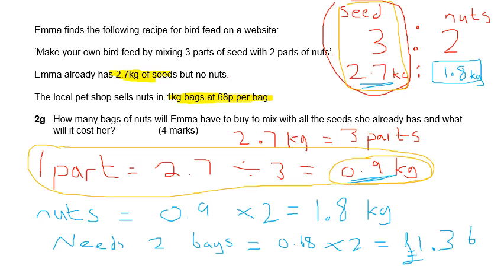A tricky enough question for a ratio question, but the key thing again, I know I'm repeating myself, is to find out one part. You use the information that they give you to find out what one part represents, and that is always your starting point to doing a ratio question.